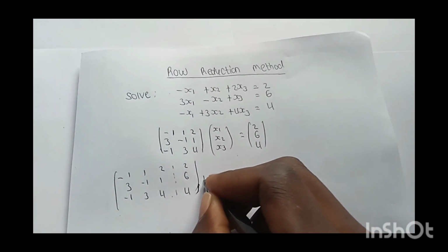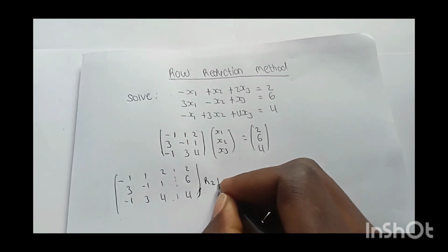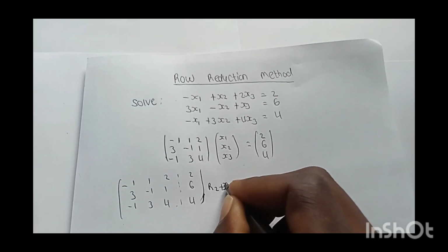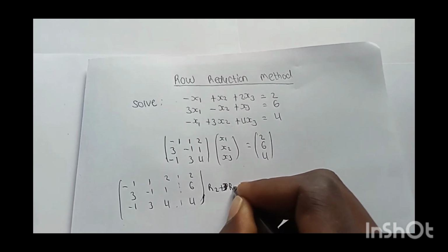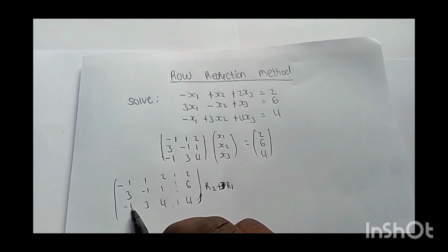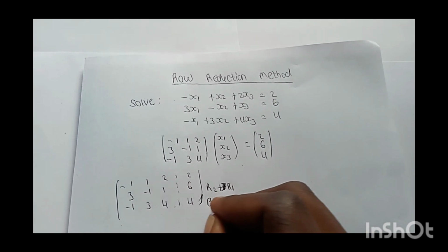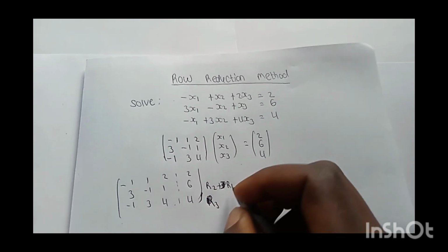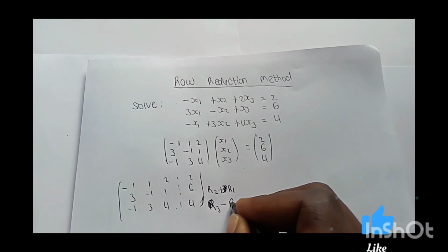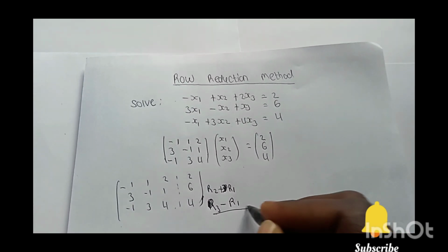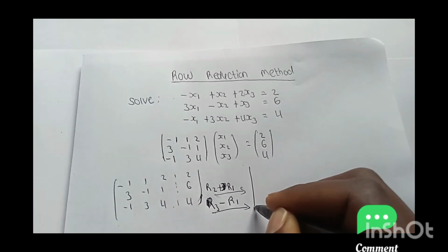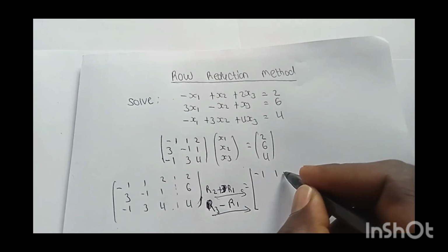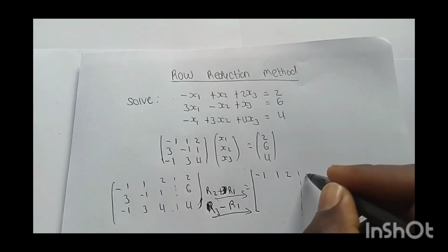We will say that row 2 plus 3 row 1, and for this to be equal to 0, it will be row 3 minus row 1, and row 1 will remain like that, such that we will have row 1 will be -1, 1, 2, all the way to 2.